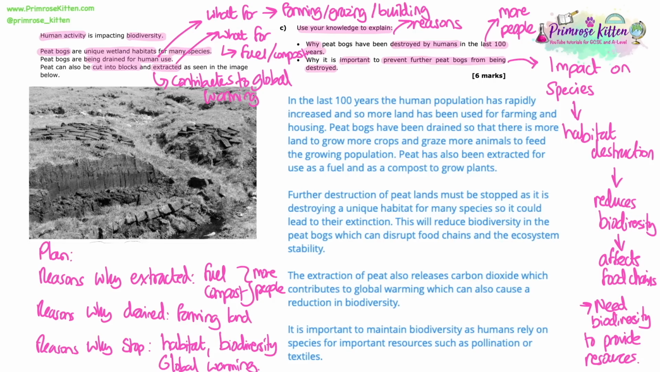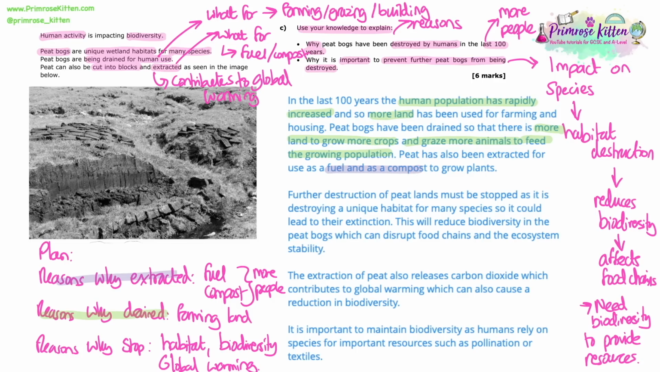So here's my answer, and as I read through, I'll highlight where I've put the bits I said I would in my plan. So in the last 100 years, the human population has rapidly increased, and so more land has been used for farming and housing. Peat bogs have been drained so that there is more land to grow more crops and graze more animals to feed the growing population.